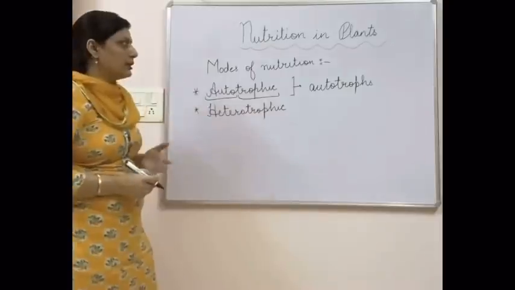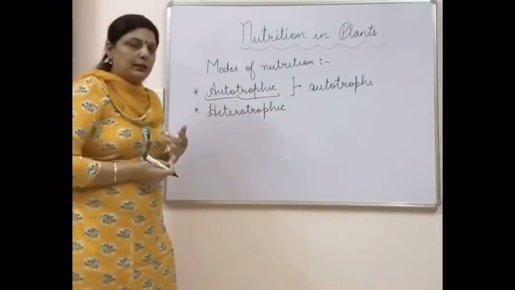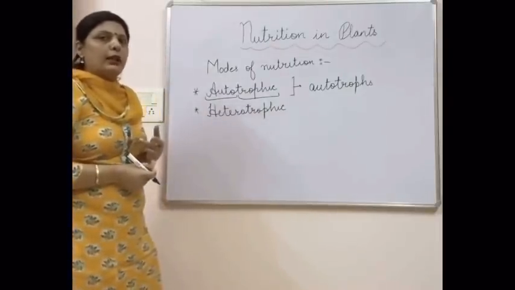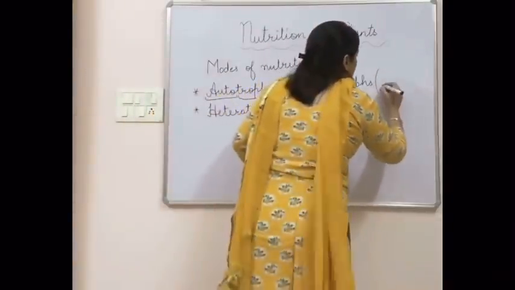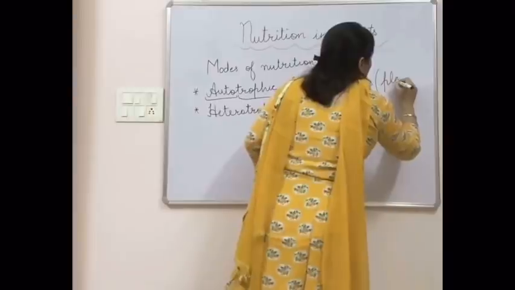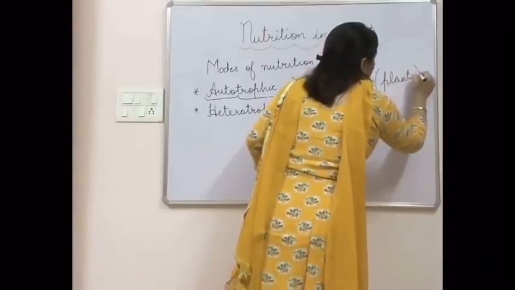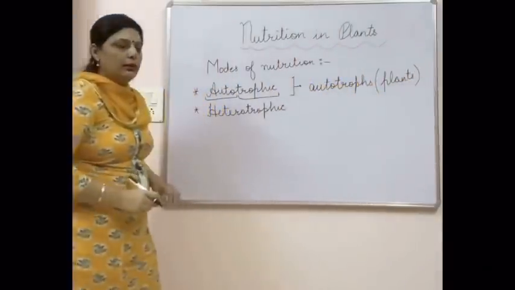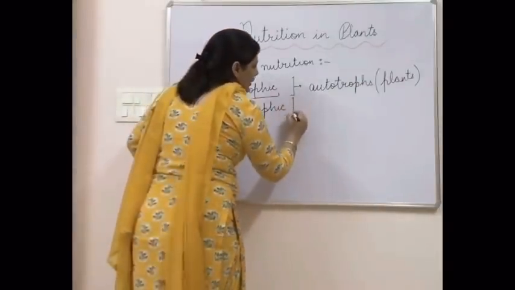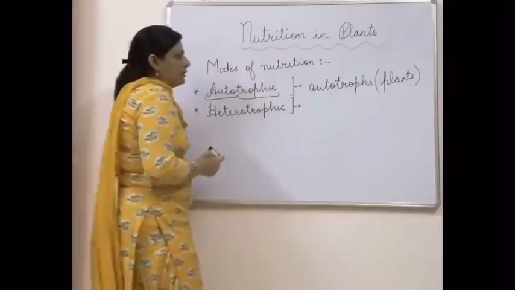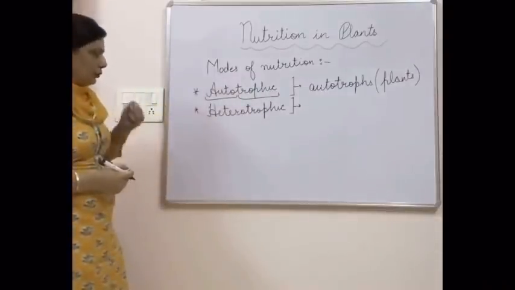And what comes in this? Basically, plants come in this category because plants have the ability to produce their own food. So plants are the most common autotrophs present on our planet Earth. Then we have the heterotrophic mode of nutrition. Details of these we will do later in the chapter. This is just a brief overview.